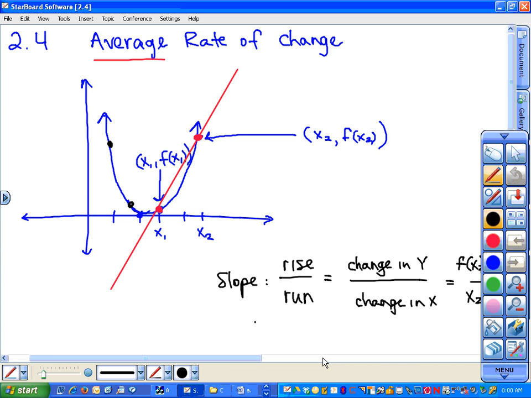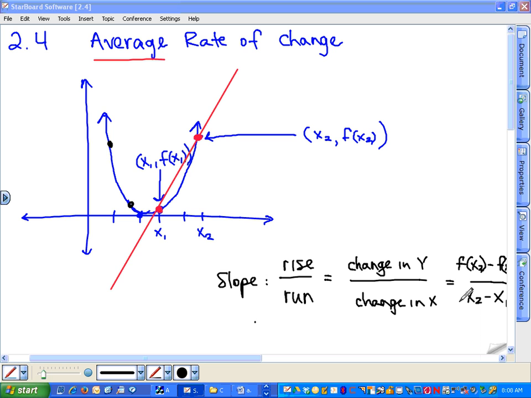This is about as far as we got last time. The average rate of change between 2 points on a graph is equal to the slope of a line connecting those 2 points on the graph. This is what's called a secant line. You learn more about that in calculus.